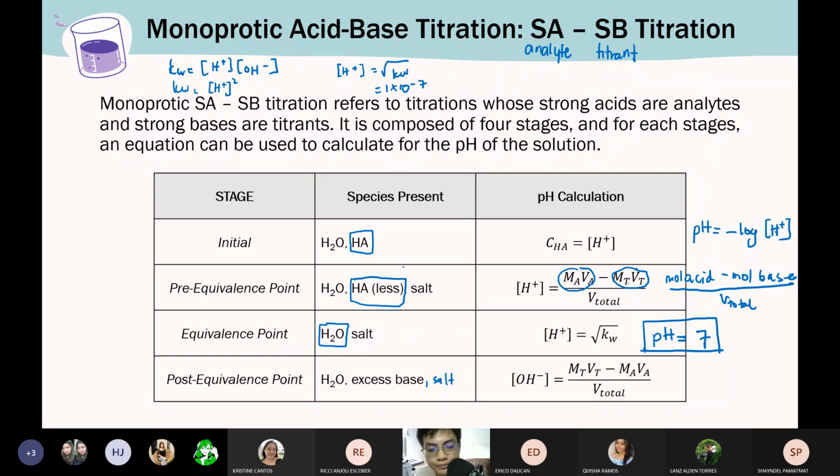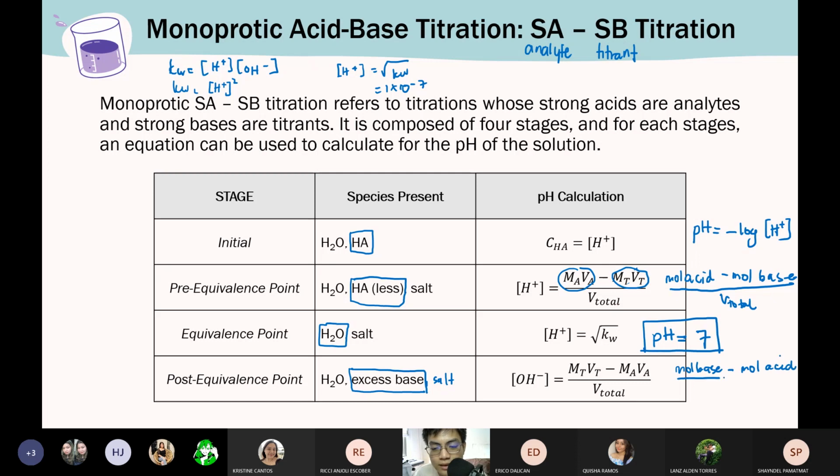Okay. And now at post-equivalence point, what do we have here? So at post-equivalence, you added too much titrant na. Nasobrahan ka na ng patak. So ibig sabihin, you have excess base. And the excess base will determine the pH of your solution. So siya yung magdidikta kung ano pH ng solution mo. And how would you determine the amount of excess base? Now basically, ito yung equation. So MTVT minus MAVA. Parang binaliktad lang. So this is the mole of the base added minus the mole of the acid.